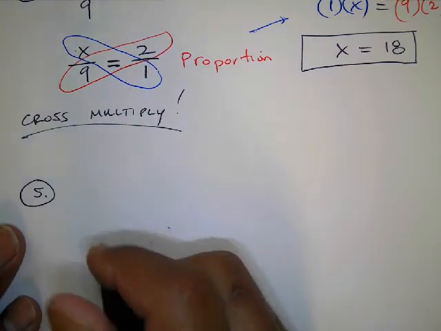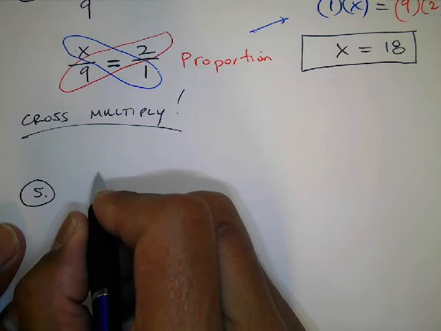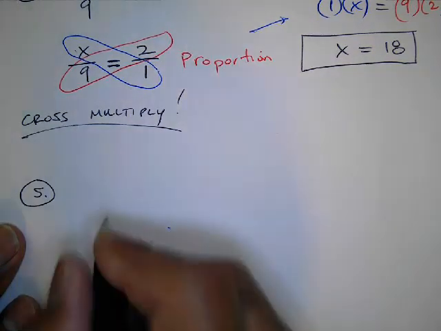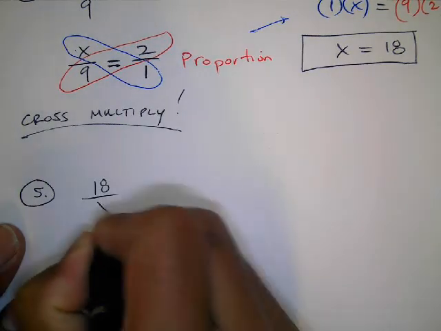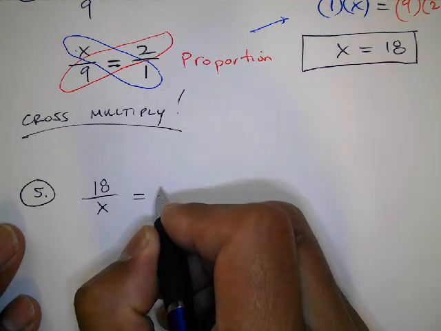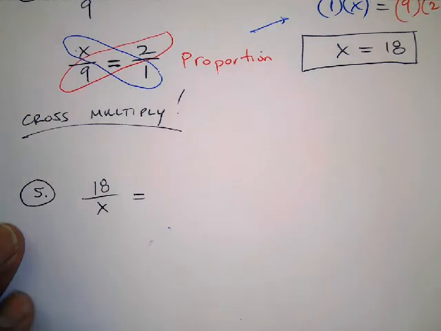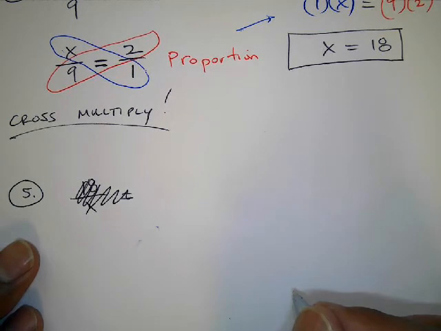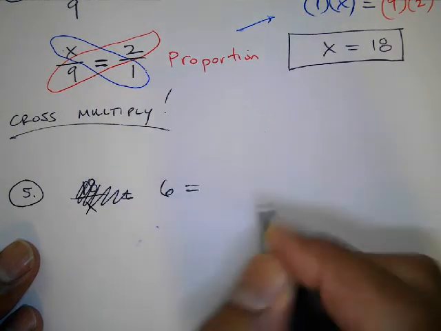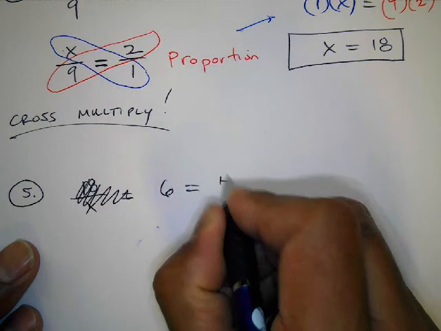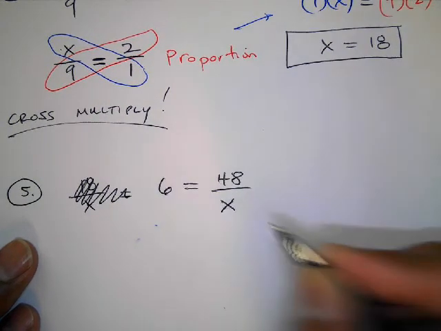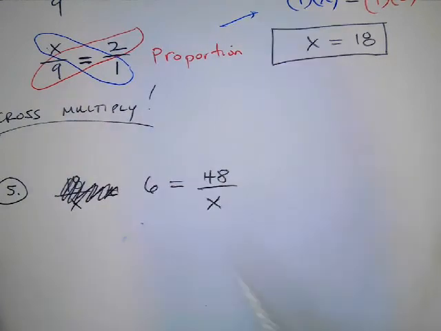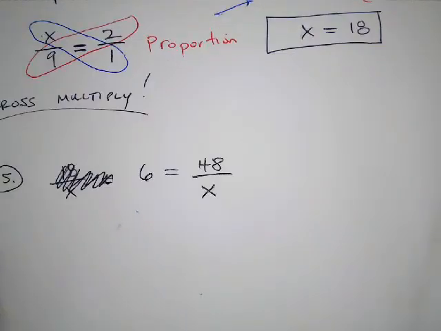Another one like that, number 5. How about if I have, let's go with 6 is equal to 48 over x. I mean, it's going to look weird.